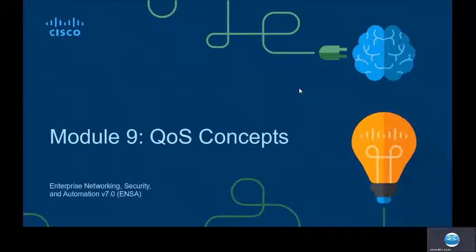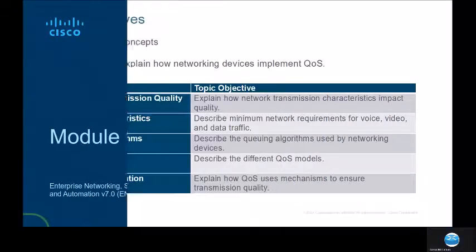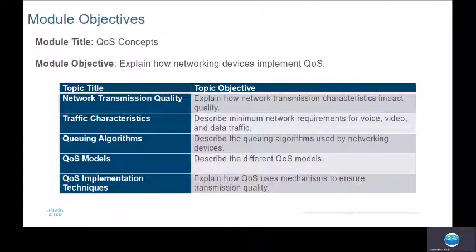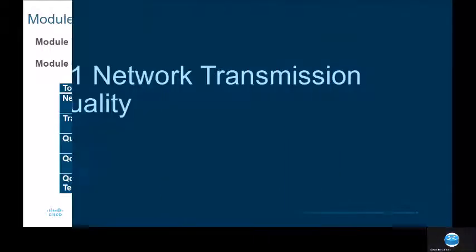Okay, hi. So we're up to Module 9 of ENSA, which is Quality of Service Concepts. All right, so we're going to look at the network transmission quality. We're going to look at traffic characteristics, queuing algorithms, QoS models, and QoS implementation techniques. Okay, so network transmission quality.